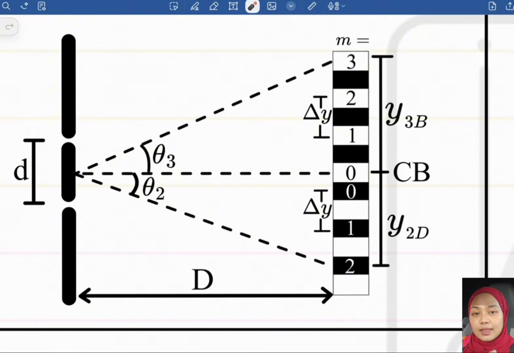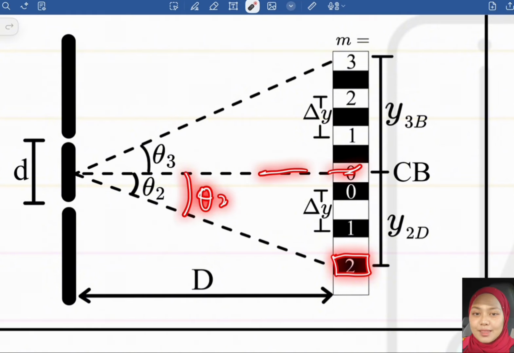If you want to get the angle for the third order bright fringe, then you can measure from the center of the central bright. This is our central bright. From the center of the central bright to the third order, you call this theta 3. And if you want to take from the center to the second order dark fringe, then it is called theta 2. You must start from the center of the central bright.